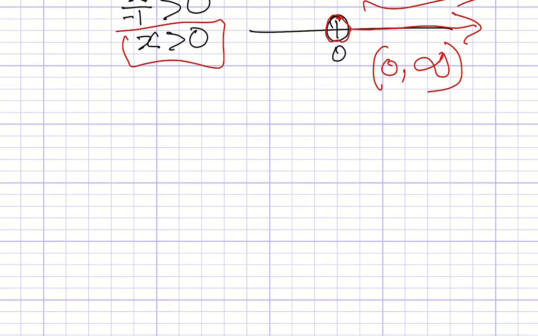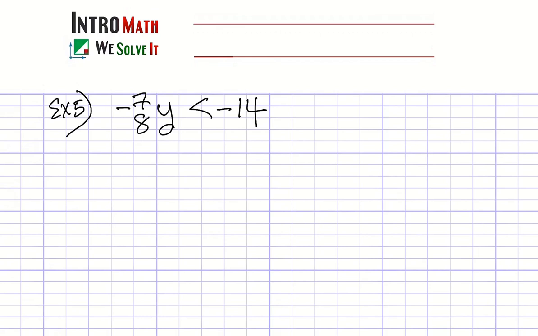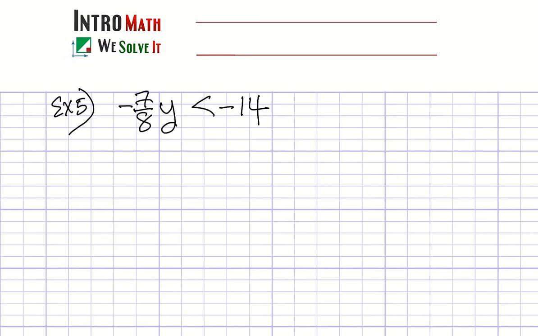Okay, so let's go to the other one. This one is number 5. It says you have 7 minus 7/8 times y, and the other side is -14. So how do you proceed there? Basically, we have to get y by itself on the left side. How do we do that?